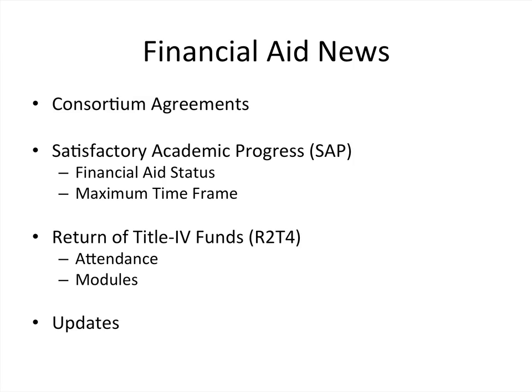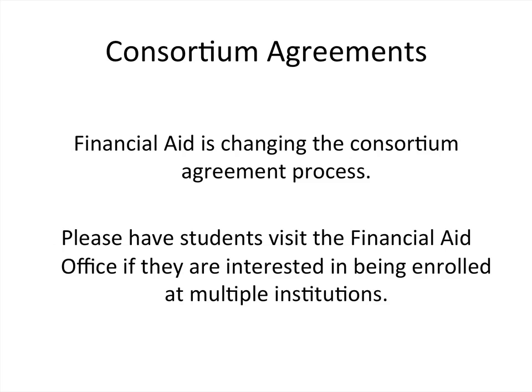This is the financial aid session, and we're going to go over some of the major changes in financial aid due to some of the changes in federal regulations. So basically, we're going to go over four areas. We're going to start out with consortium agreements, talk a little bit about SAP, talk about R2T4 changes, and then go over some updates in the financial aid department.